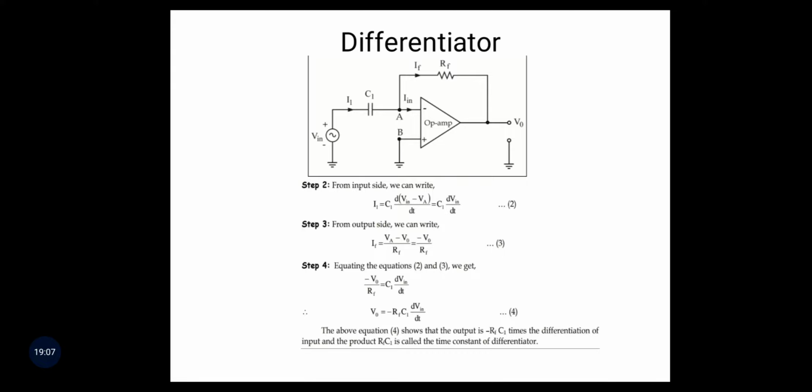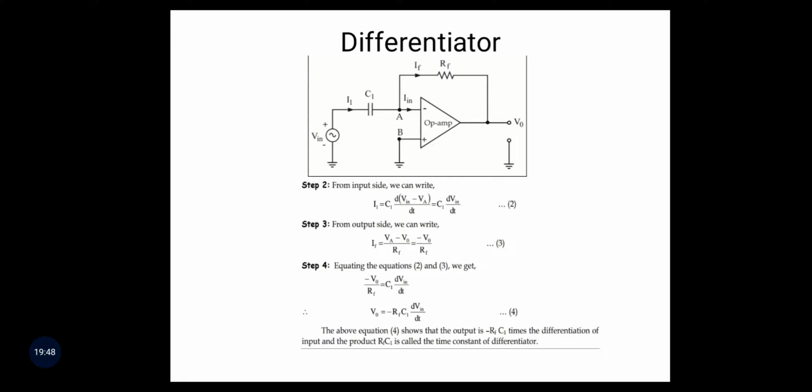So here, equating equations 2 and 3, we get minus V0 by Rf equal to C1 into dVn by dt. Here V0 equal to minus Rf C1 dVn by dt. So the output V0 equals minus Rf C1 times dVn by dt.